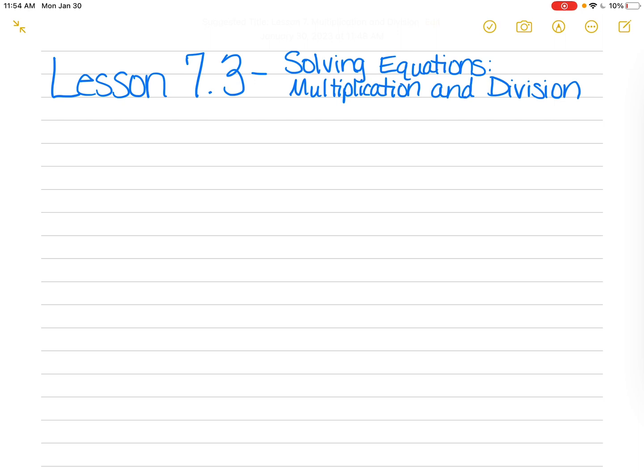So in lesson 7.1 and 7.2, we learned how to multiply and divide fractions, and today we are learning how to put that into an equation. So nothing new, we did this with adding and subtracting. Everything today is stuff you have learned before. We're just taking it and putting it all together. Okay, so let's go ahead and get started.